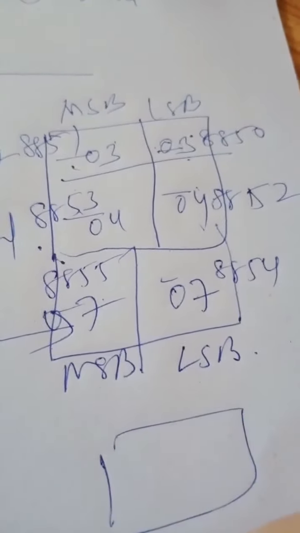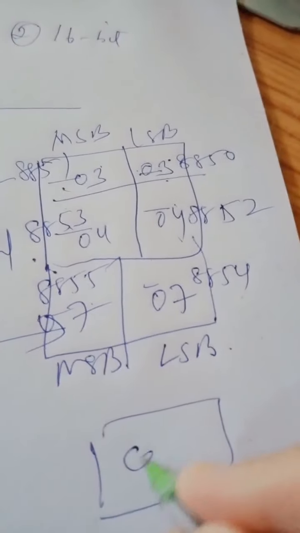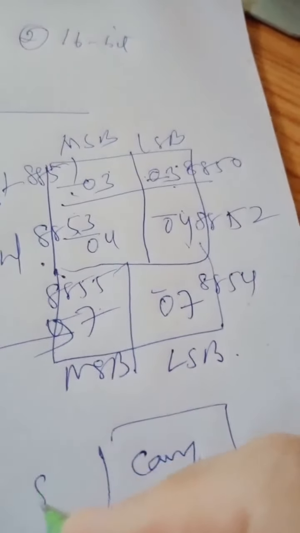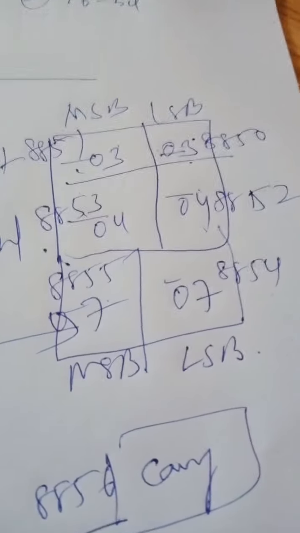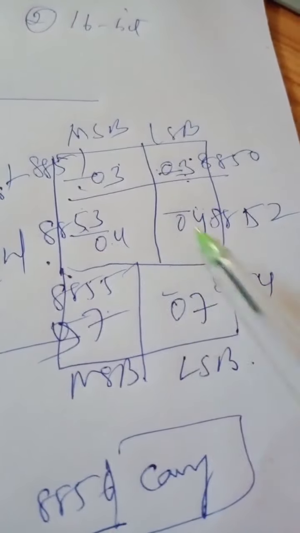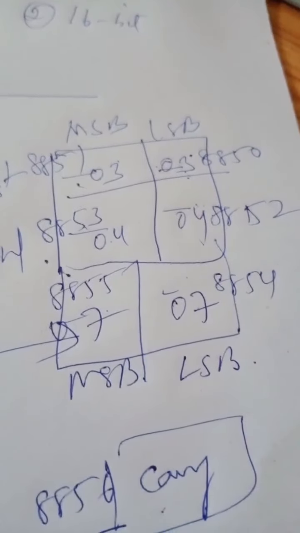Now one extra location we need for carry. So we will keep aside 8856. So how many memory locations we need? 1, 2, 3, 4, 5, 6, 7. 7 memory locations we need for addition of two 16-bit numbers, or for addition program also you can tell. Okay, your wish.